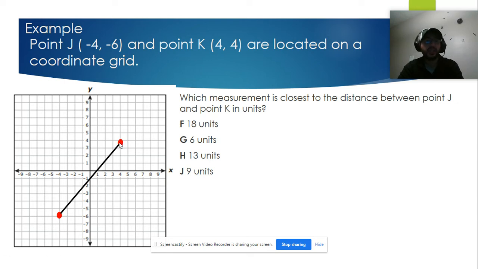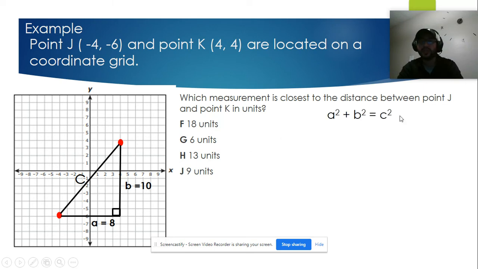Remember, we need to create a right triangle. Make sure it's a right triangle, and then we're going to label it. The longest side, opposite from the right angle, will be letter C. And then we've got A and B. In this case, A will be 8 units and B will be 10 units. If you count the squares, this one will be 8. If you count the squares, this one will be 10.